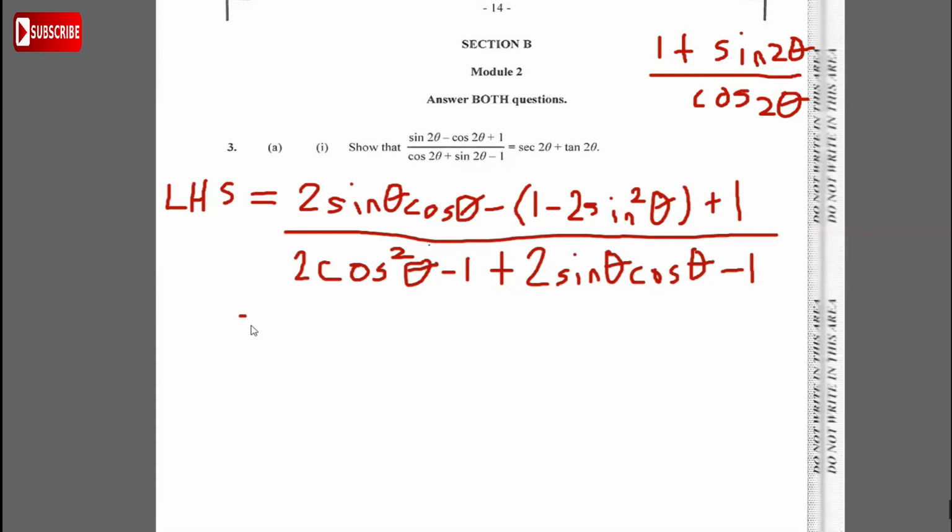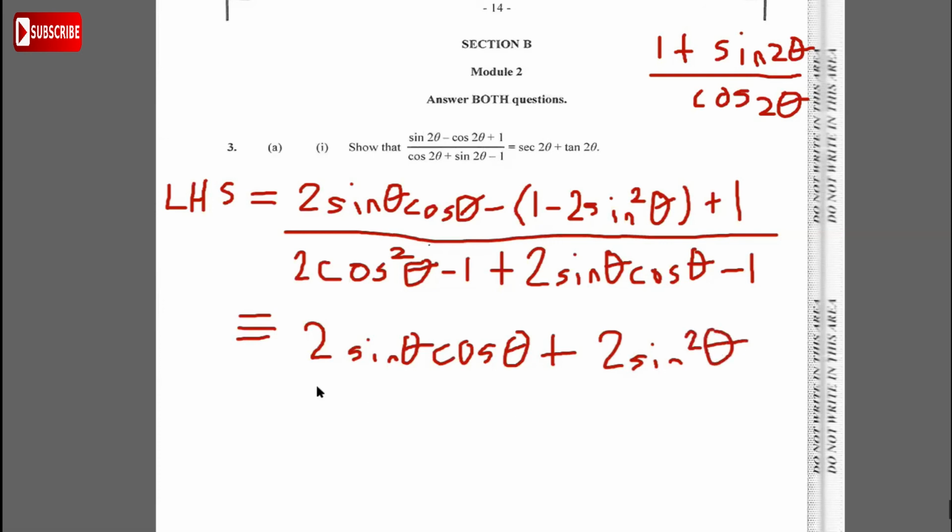Now I'm going to simplify the numerator. So this is now equivalent to, when I expand the numerator here, minus 1 plus 1 cancel, and minus 2 becomes plus. So in the numerator, what I'm going to be left with is 2 sine theta cos theta plus 2 sine square theta.